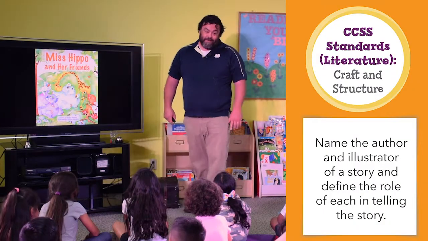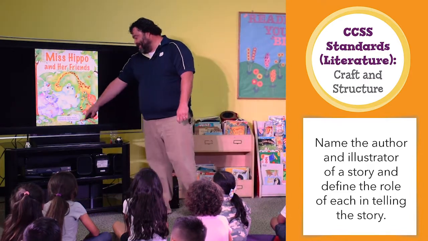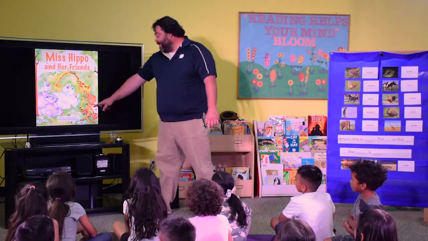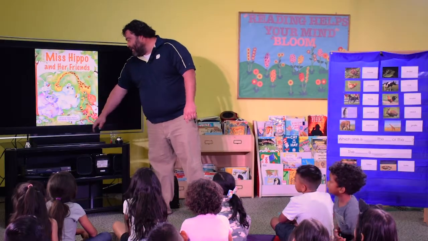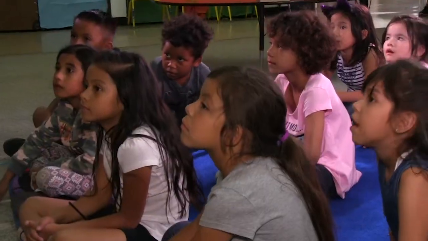Every story has an author. Someone has to write the story. The author here, her name's Robin Stevens. A person usually draws the story too. That's the illustrator. In this story, the illustrator is Bonnie Lemaire. They did a great job. The pictures look awesome. Are you ready for the story?